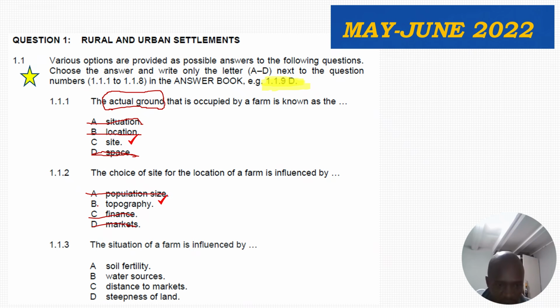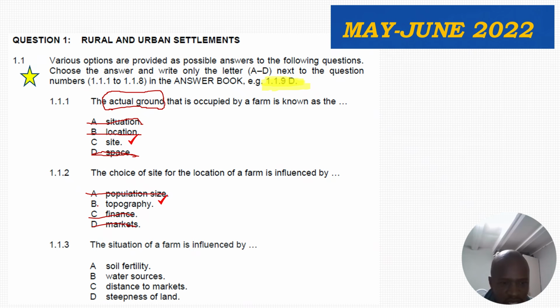1.1.2, we checked the topography, right? We see that, okay, we have fertile land. Sorry, we have a gentle slope now. You have your farm already, right? Remember now, situation is the location of the site in relation to the surrounding area. Now, they are saying that the situation of a farm is influenced by A, soil fertility.